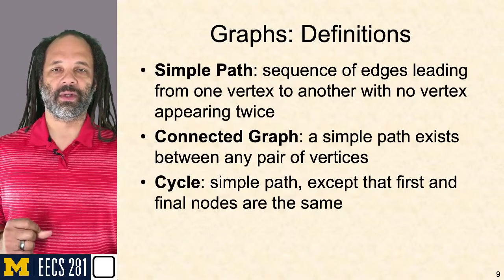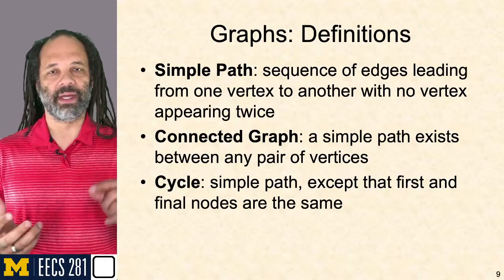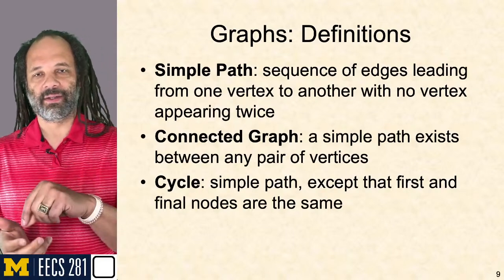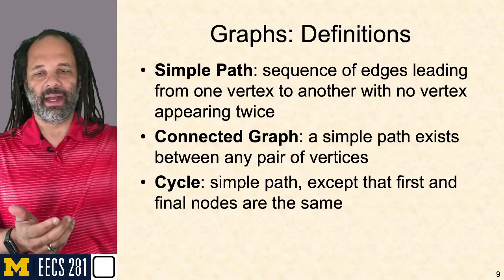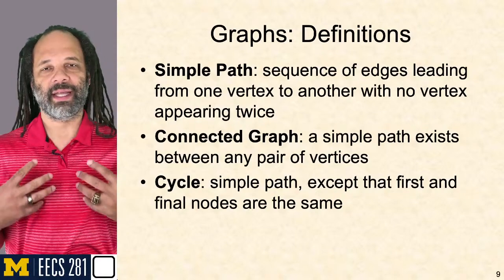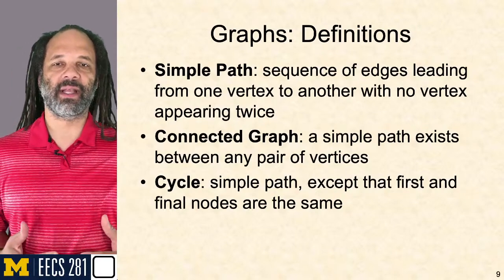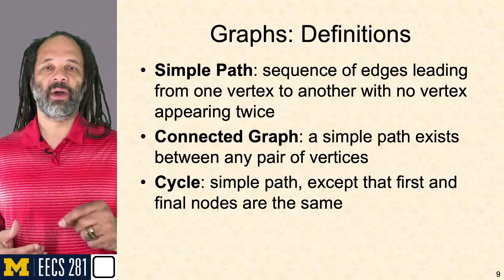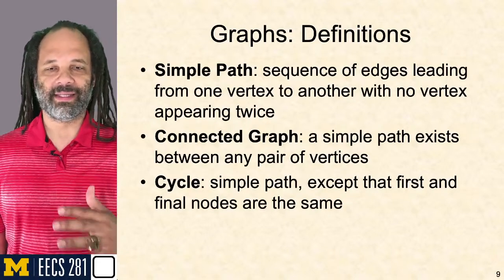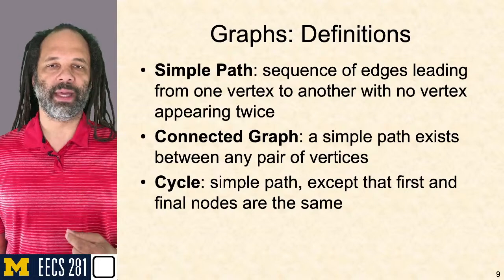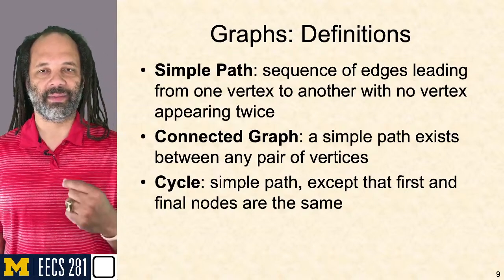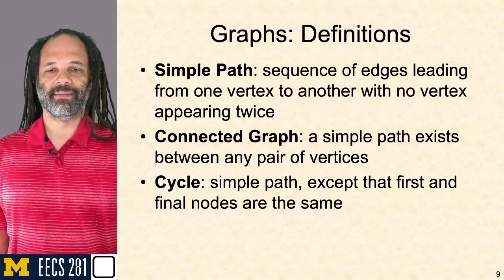A cycle is of course a simple path because we don't have doubles in there, but it starts at home, makes a travel, and comes back to home. So we say that a cycle is a simple path, but it does allow for the first node and the final node to be the same. So there can be one duplication in a cycle, but it has to be the beginning and end of the cycle.